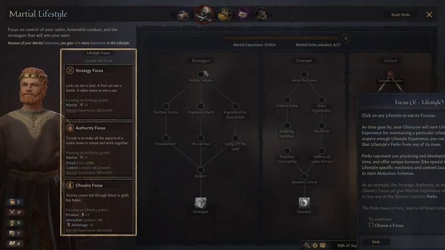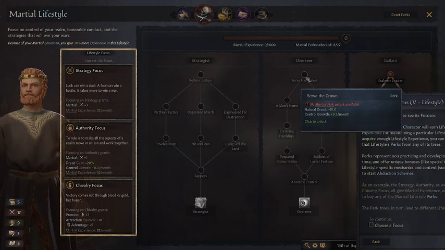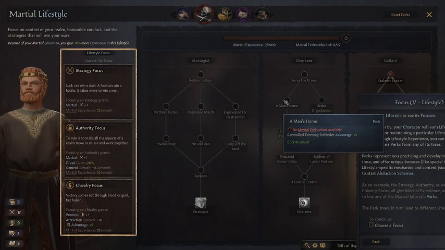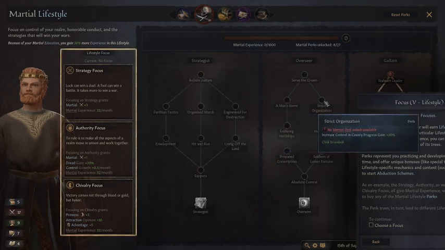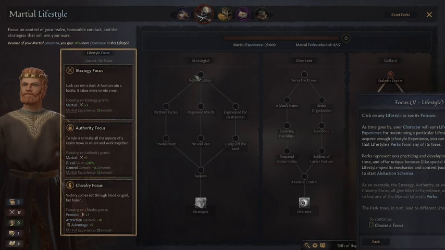Ooh, Casus Belli, it costs minus 50%. So it seems like this is for control type stuff, which is bolstered by the authority focus. This is, you know, strategy.